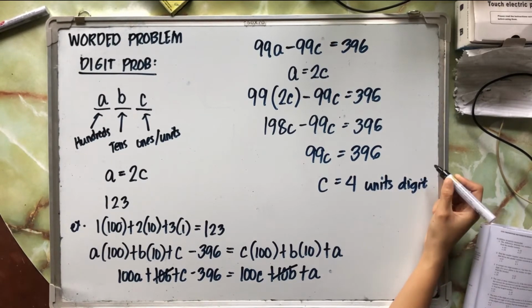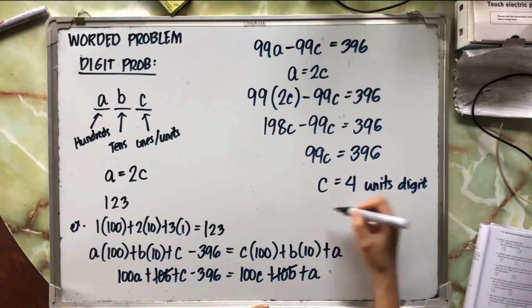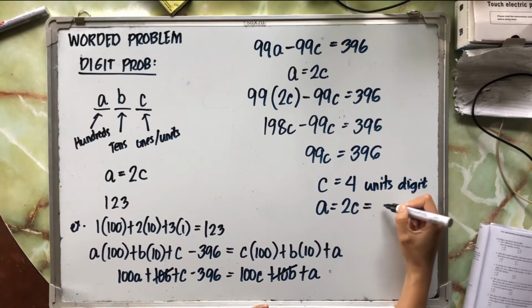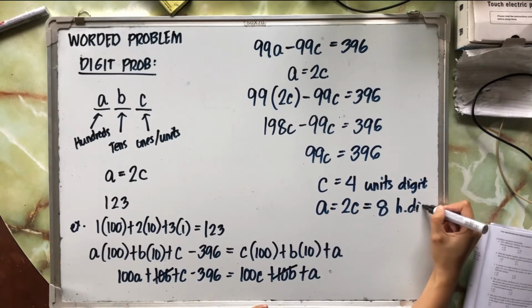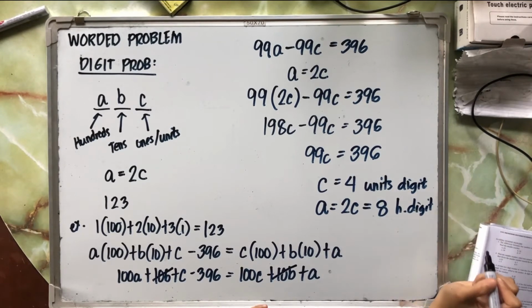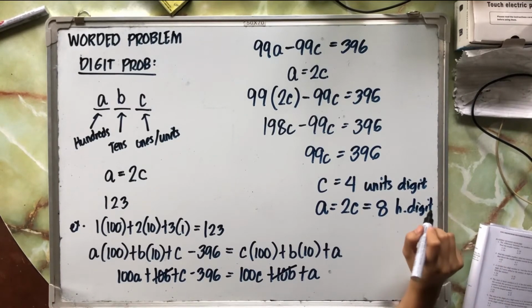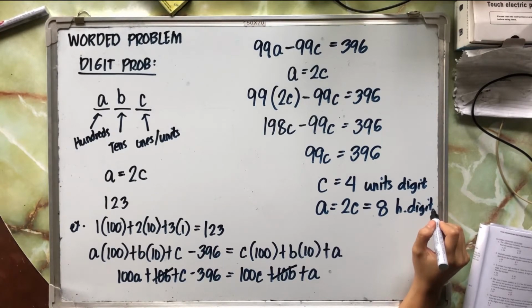How about ang ating hundreds digit? Okay, from our expression kanina, A is equal to 2C, therefore A is 8. This would be our hundreds digit. Tama? Now, how can we get our tens digit? Okay, balik tayo sa problem. Find the number if the sum of the digits is 17.